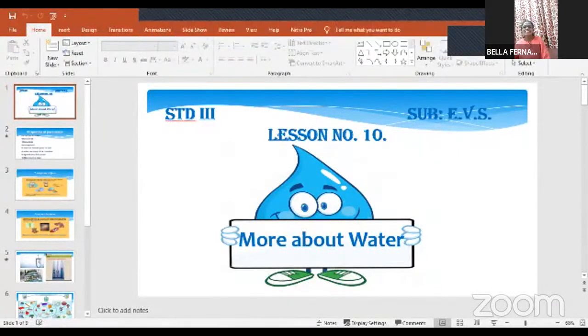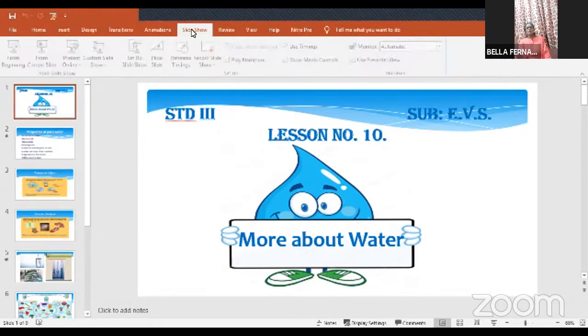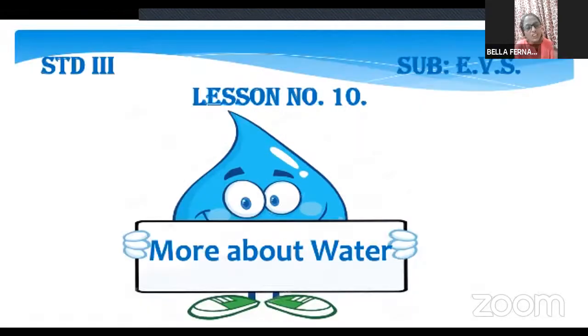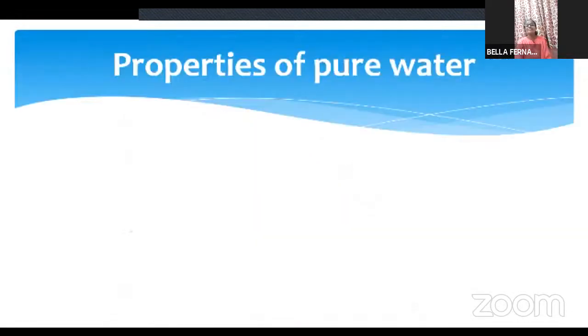Yes. Now this is more about water. Can you see the droplet of water? Yes. One drop of water makes an ocean. Yes. So second slide, we will see in the second slide the properties of water.